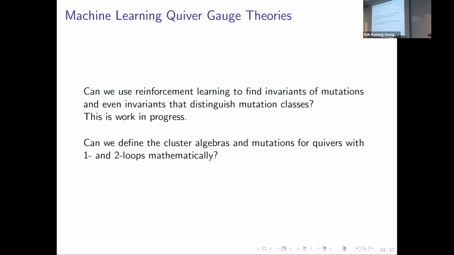And of course, for cluster algebras, quivers with a self loop and 2 cycles are not really included in the canonical definition. There are some mathematics papers discussing this, but we still don't have a canonical definition. But in physics, they are really important, and they are related to some superpotential. So another problem is to incorporate this superpotential in the machine learning algorithm.